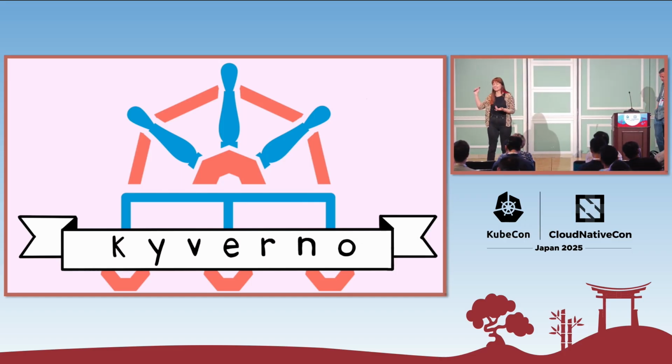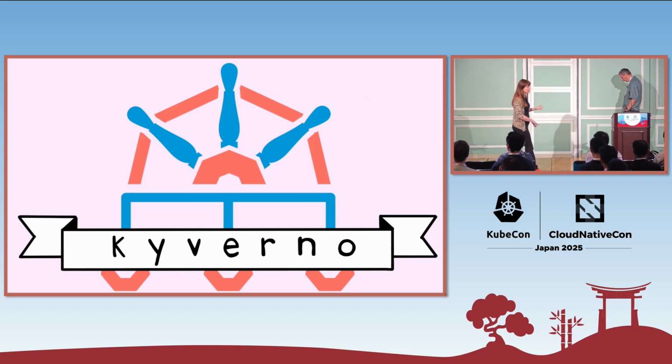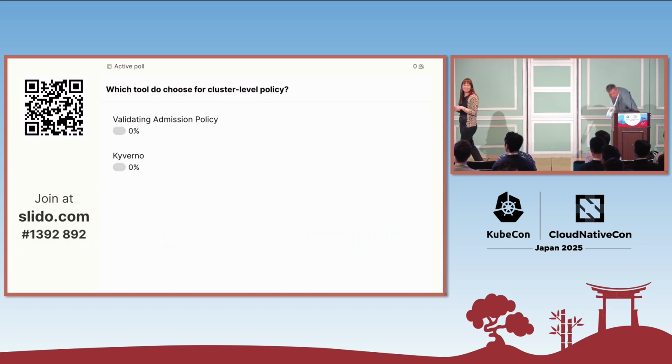Kyverno can do other things. It definitely does mutation policy. It does resource generation. You can make policy reports. You can add policy early in your CI/CD pipeline, so if it's going to fail, you find out sooner. There's a lot of bells and whistles with Kyverno. It's a pretty mature technology. So with that, what would you like to vote for and see Viktor demo?